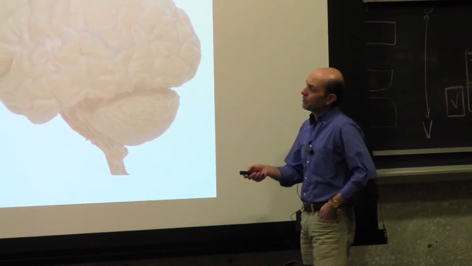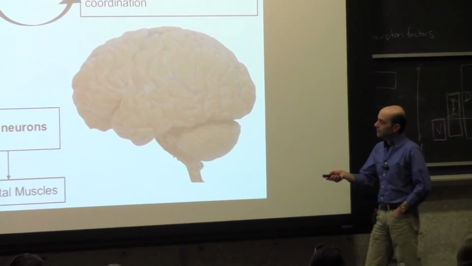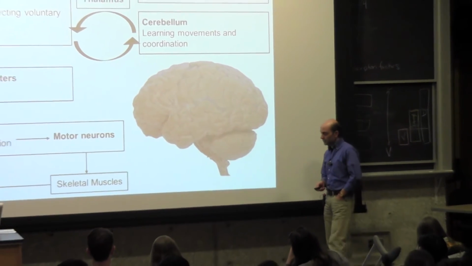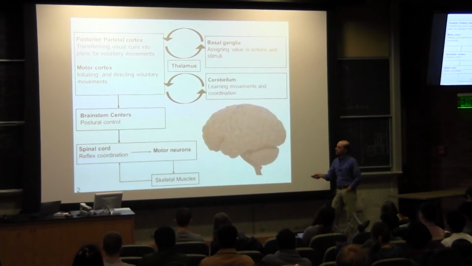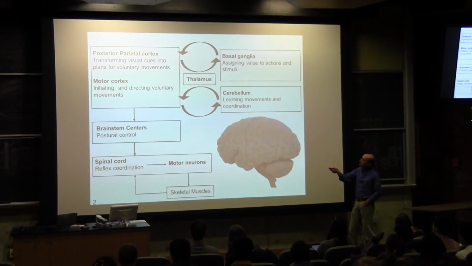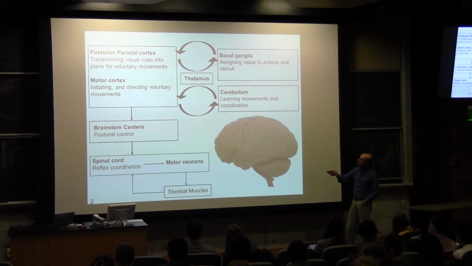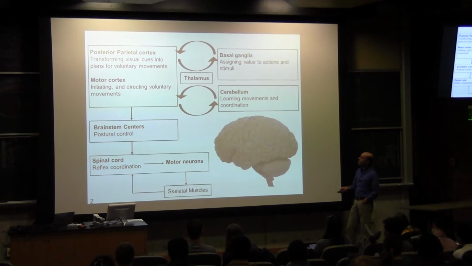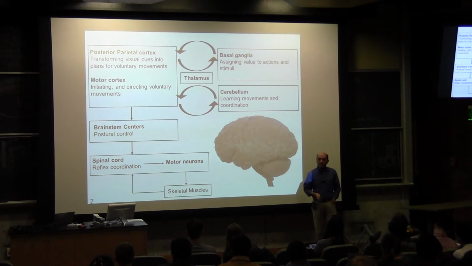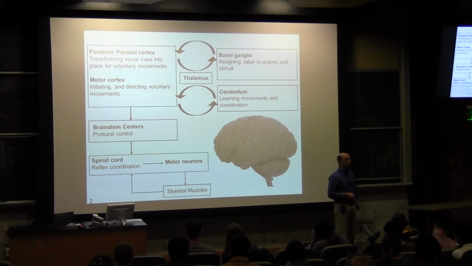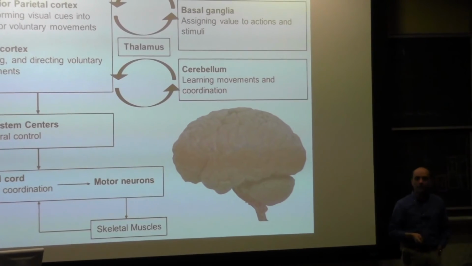Eventually, the information reaches the spinal cord, and then it gets to the motor neurons, and then it gets to the skeletal muscles. And so we're going to cover in my lectures the brainstem, the parietal cortex, the motor cortex, and the spinal cord. And then you're going to hear from others regarding the basal ganglia and the cerebellum. All right, so that's the overview of the next 4 lectures. Before we start, do you have any questions that I can answer for you?